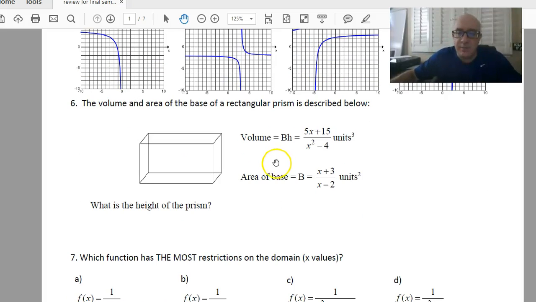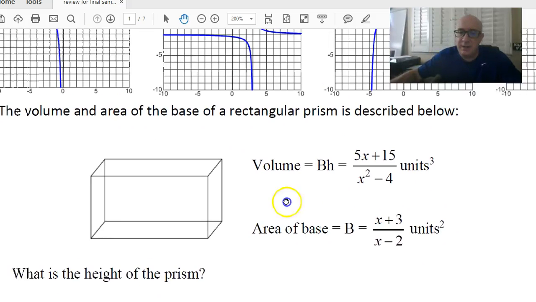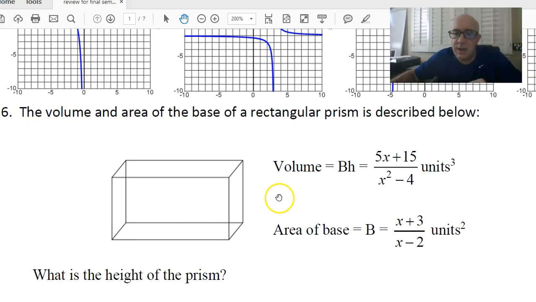This next one comes off of a final exam that the district used for a long time, and combines kind of a little geometry with a little bit of algebra. So volume of a prism is one base times the height. And so here's what one base is. So if I took this and I multiplied it by whatever the height is, they're telling me I would get this value here.